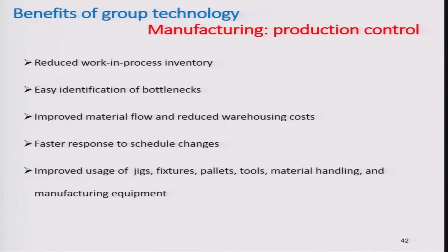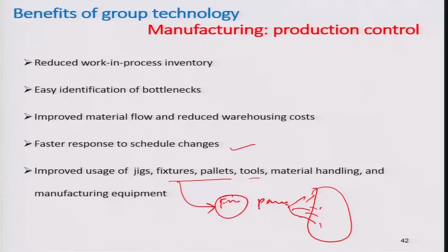Production control: reduced work in process inventory, easy identification of bottlenecks, improved materials flow and reduced warehouse cost, faster response to schedule changes, and improved usage of jigs, fixtures, pallets and tools. You can design one fixture for one part family, in which a variety of products are there, so all these products can be clamped in one fixture. So the number of fixtures required is reduced. You can also call that standardization of fixtures.